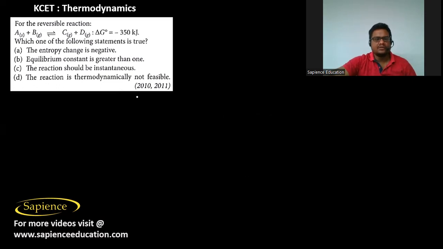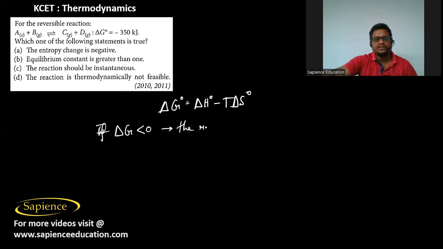Then here it is told that for the reversible reaction delta G naught equals minus 350 kilojoule, and which of the following statements is true? The entropy change is negative. Okay, here the entropy change. As we know, delta G naught is equal to delta H naught minus T delta S naught. Now we know that if delta G is negative, it means the reaction is spontaneous.